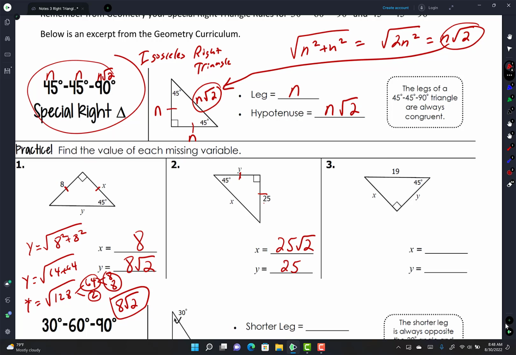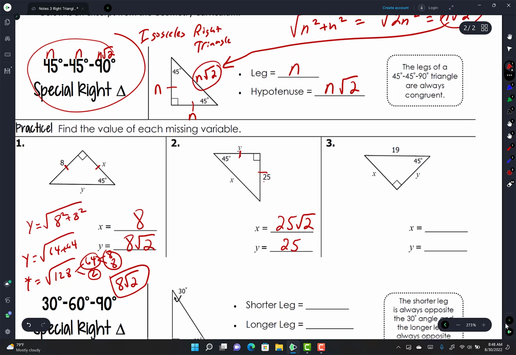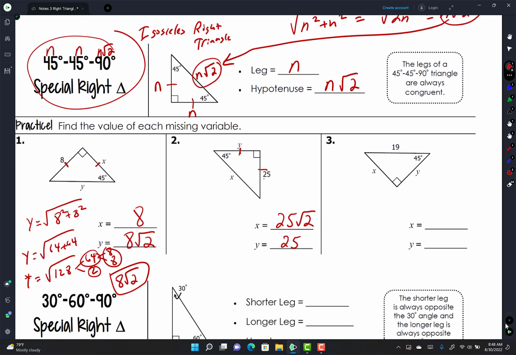Now we have a hypotenuse, this 19. Notice there's not a square root of 2 on that one, so we're going to have to go backwards. Here's what you do. n square root of 2 equals 19. Does everyone know where I got that equation from? The hypotenuse is n square root of 2. So if you want to get the side length by itself, you just divide by square root of 2: 19 divided by square root of 2.